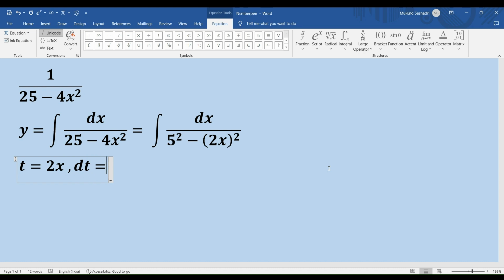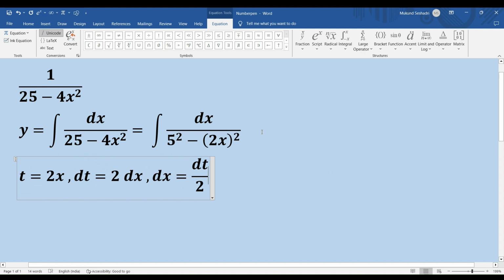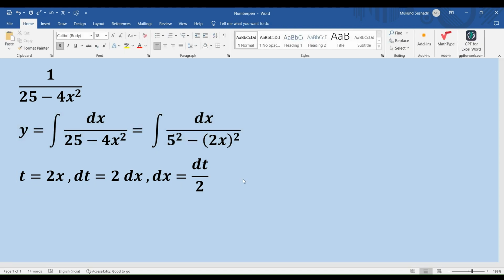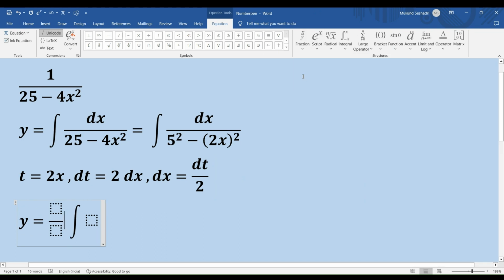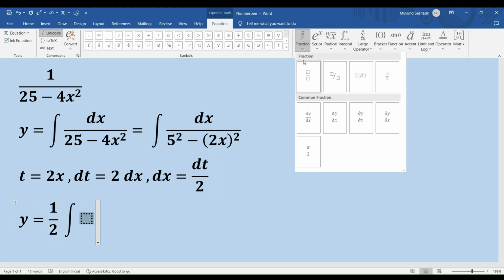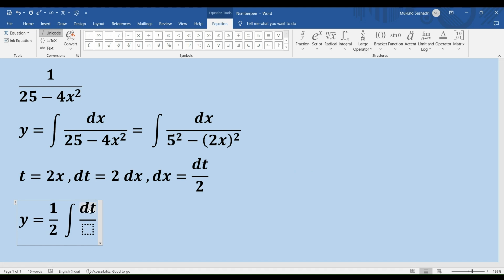So when my t equals 2x, my dt becomes equal to 2 dx, which means my dx becomes equal to dt by 2, right? I go back to my y, and when I try and represent everything in terms of t, what do I get? My expression becomes my dx is dt by 2, and therefore I can pull out the 1 by 2, and then I have a dt divided by 5 square minus t square, right?